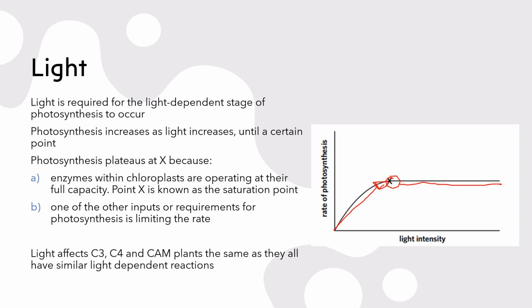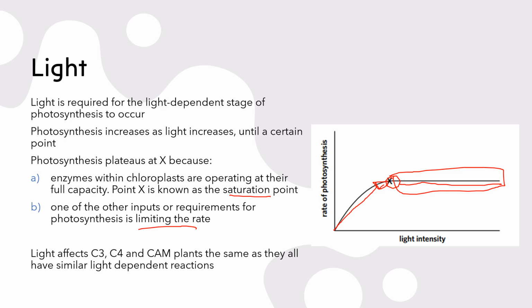So even if the light's going up, there's no point in the light going up if all of our enzymes are saturated or another input is not also going up. So for instance, if our light is going up but we're not getting enough water, there's nothing for the light to split, so it will plateau. Okay, so as a general rule, light increase results in the increase of photosynthesis, but there's always going to be some sort of plateau point with our limiting factors. So enzyme saturation, not enough water, all of those sorts of things.